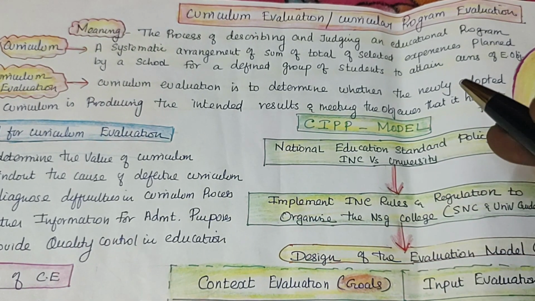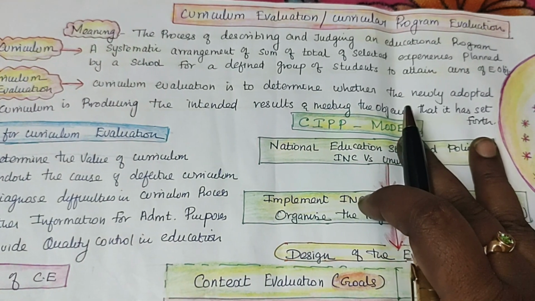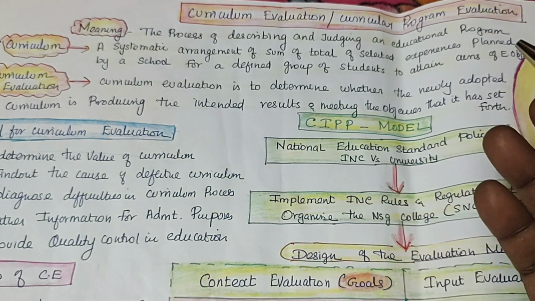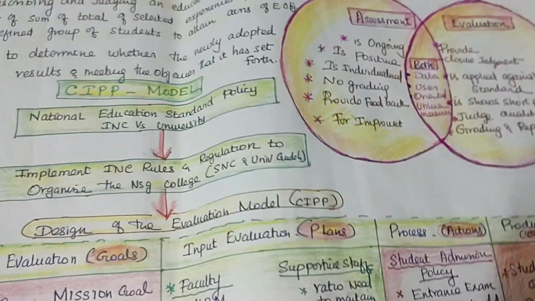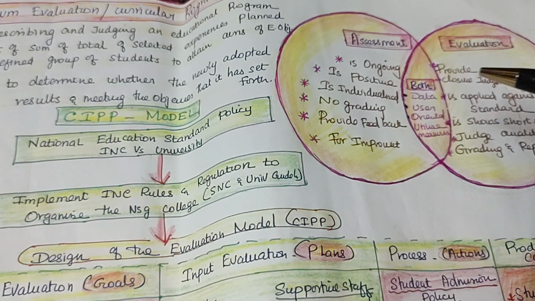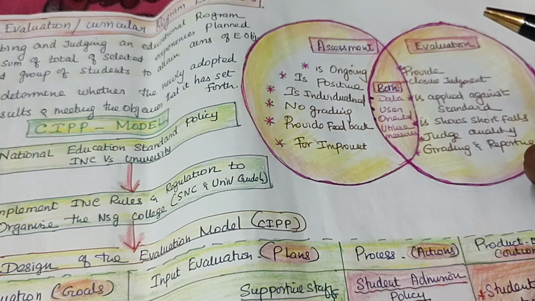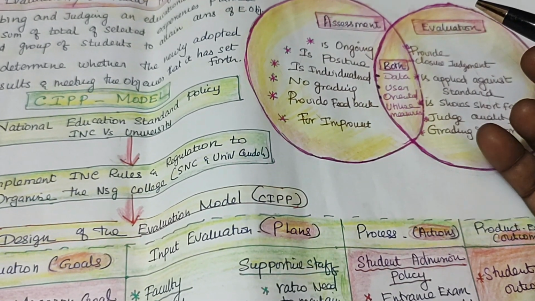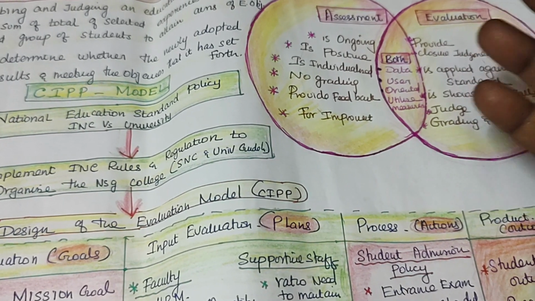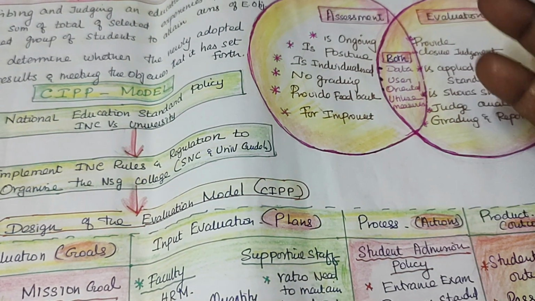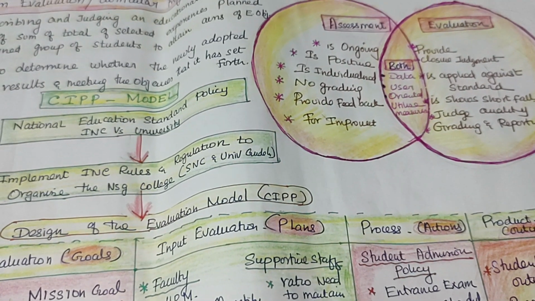So, curricular program evaluation is the process of describing or judging the educational program. Assessment is different and evaluation is different. Assessment is the ongoing process. Evaluation means criteria-based, with a particular standard. But assessment is something anybody can do for improvement, for betterment, for positive impact. You can do it for grading, or there is no grading, just to refine yourself or to bring the best outcome from yourself.